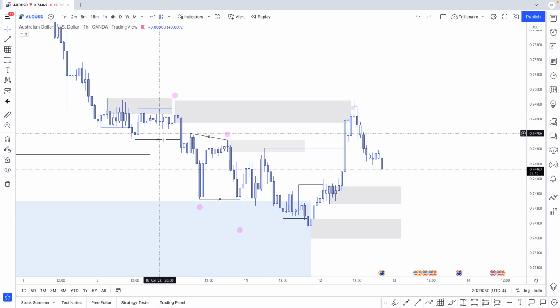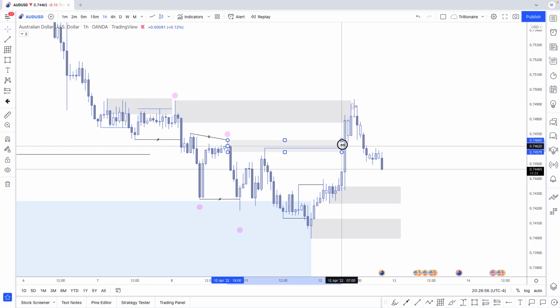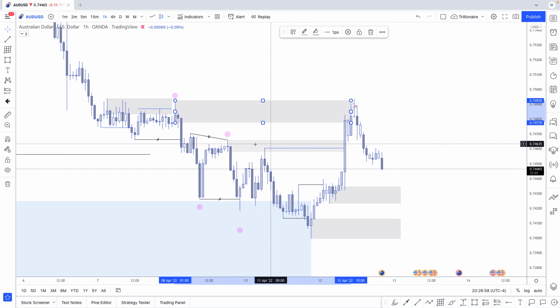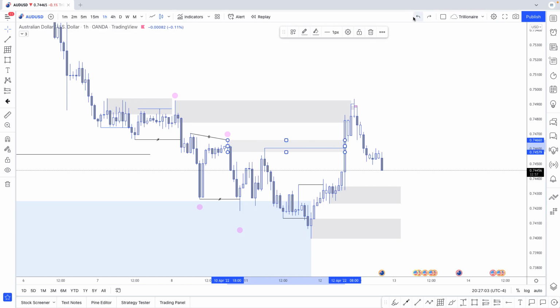Now we are looking for price to return back to this area because it is unmitigated and we have inducement resting below. So we're not really interested in taking these types of trades right here. All of this we expect to be inducement for price to trade higher.